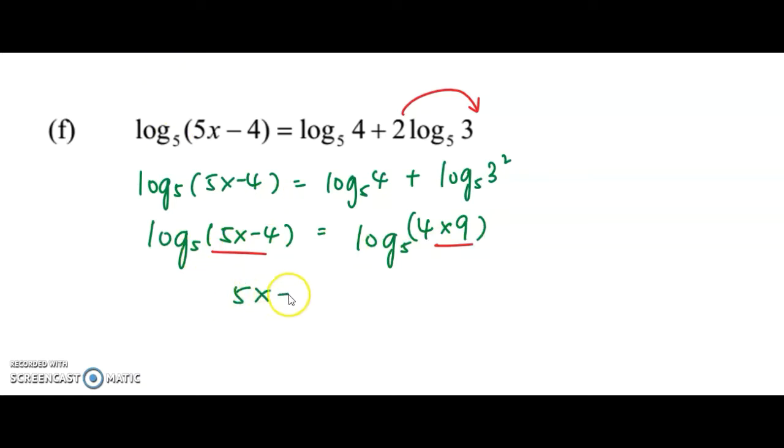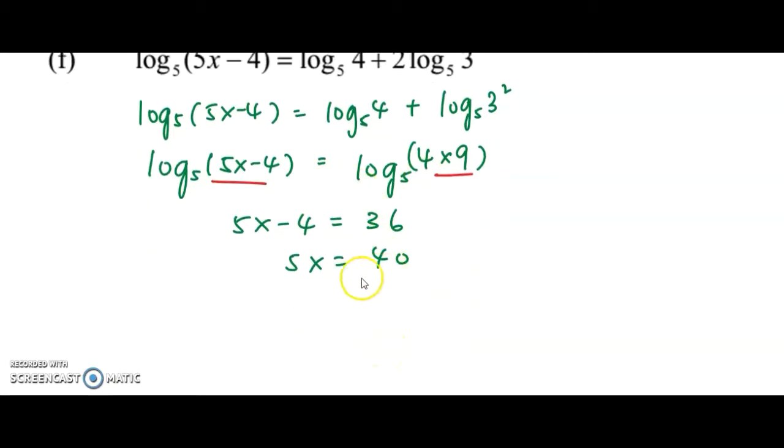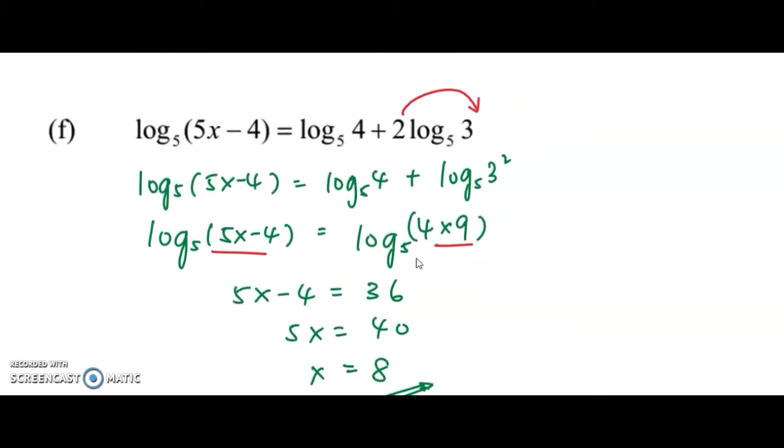So I will say that the 5x minus 4 equals to 36. Then 5x equals to 36 plus 4, equals to 40. Then x equals to 8. Again, you can check your answer by substituting the 8 back to here. So 5 times 8 is 40, 40 minus 4, that will be 36.